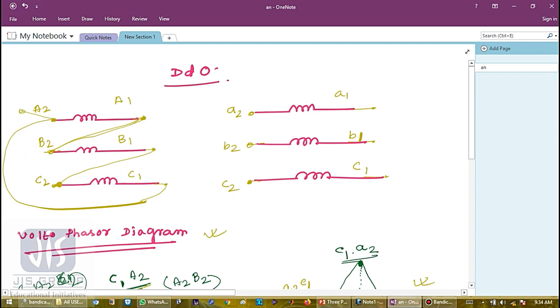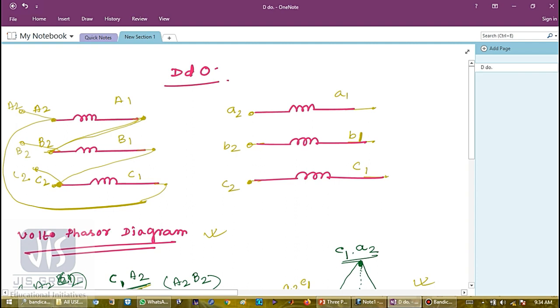And the terminals will be brought out, as we know, this is A2 terminal, this is my B2 terminal, and this is my C2 terminal. Okay. So similar is true for the secondary. Okay.